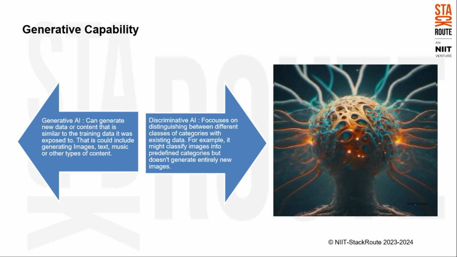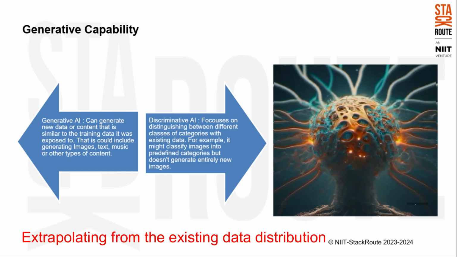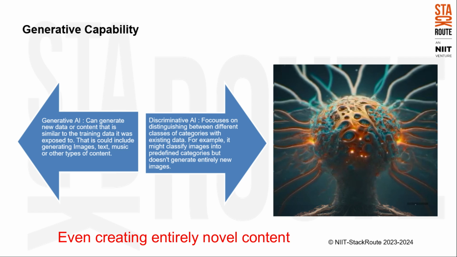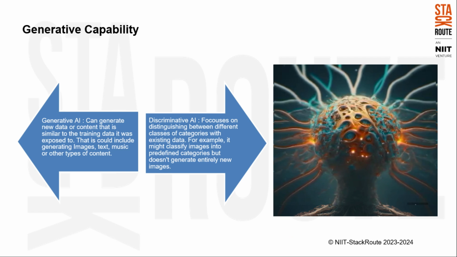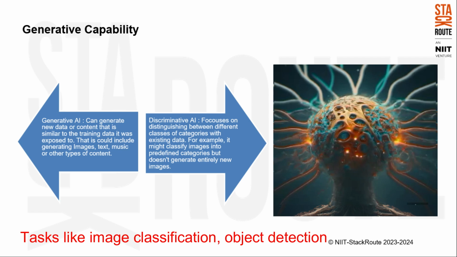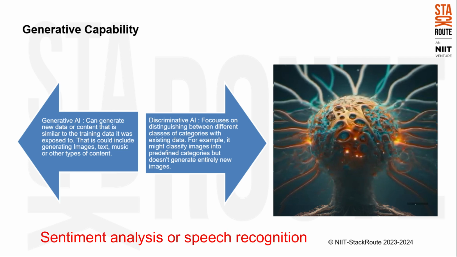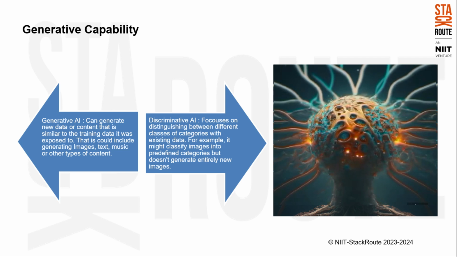It opens up possibilities for generating new examples, extrapolating from the existing data distribution, and even creating entirely novel content. Discriminative AI, instead, works within the boundaries of the training data and excels in tasks like image classification, object detection, sentiment analysis, or speech recognition, where the goal is to identify and label existing examples accurately.